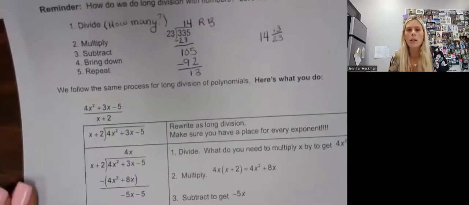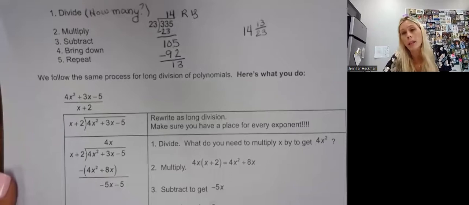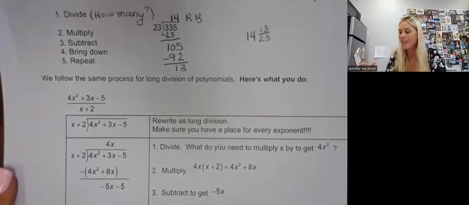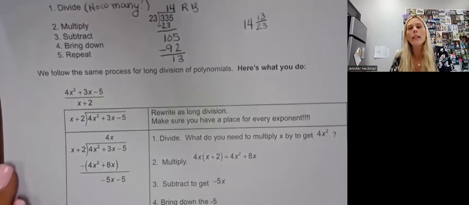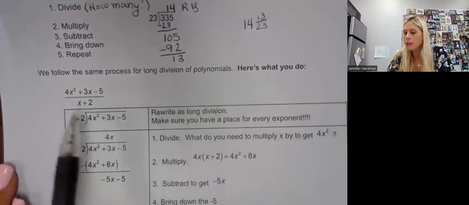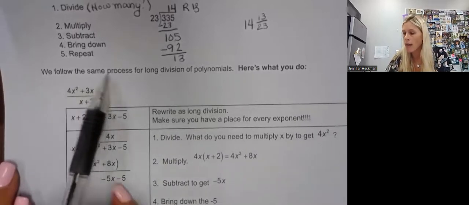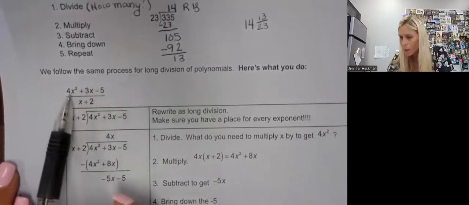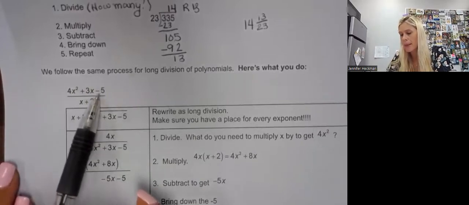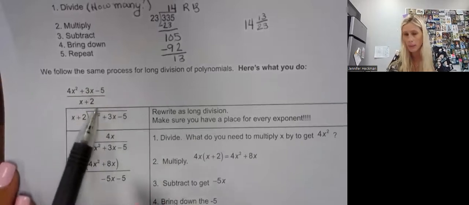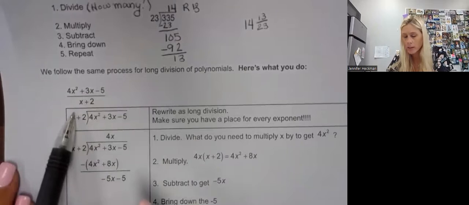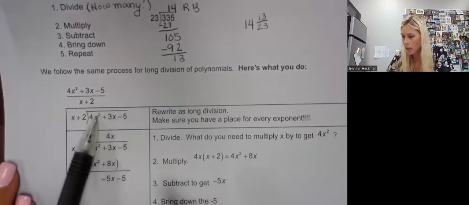So now what we're going to do actually is do it with polynomials. We know that polynomials have variables. So yes, we're going to have those letters in there. So let's go through this example to show you what to do. So here we have our rational expression. We have 4x squared plus 3x minus 5 divided by x plus 2. Okay, so your divisor goes outside here. Okay, and this goes in here.